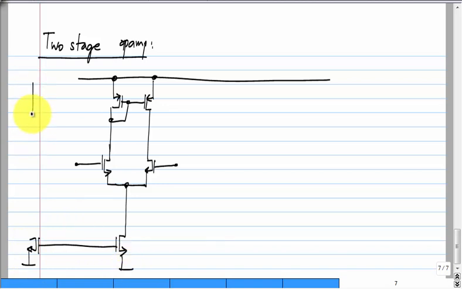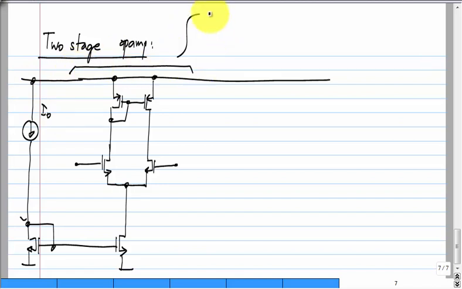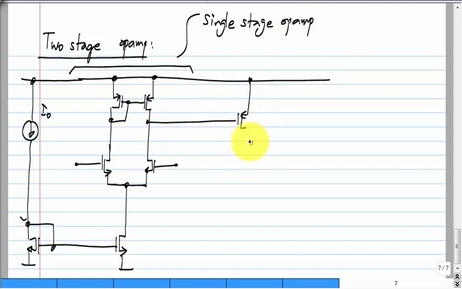This is the most common topology of the two-stage op-amp, where you have a single stage op-amp in the first stage. This is the single stage op-amp we discussed earlier. And the second stage is a common source amplifier.